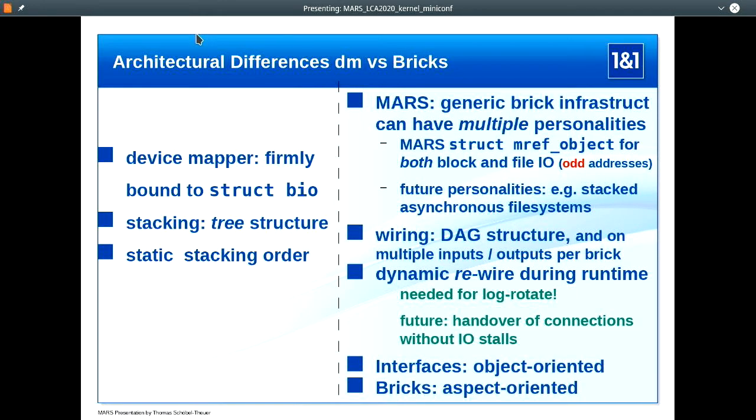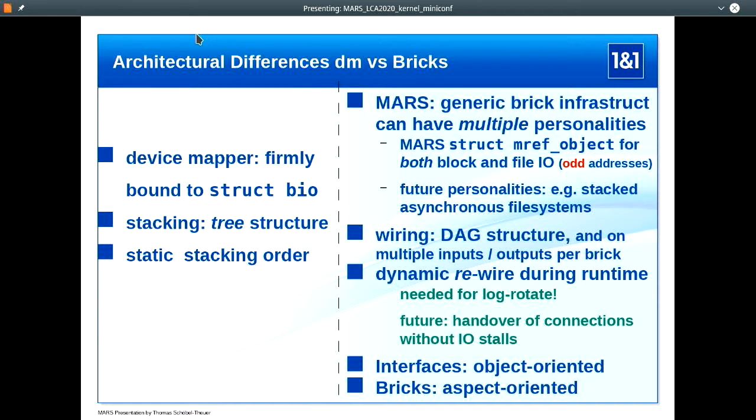So the next question could arise: why didn't I use the device mapper? Well, there's an explanation here. Device mapper is firmly bound to struct bio, and in the next slide you will see that the transaction log needs odd addresses on the device or on the file. Otherwise checksumming and compression and other features would be a little bit complicated. So the struct mref object I'm using in MARS is a little bit similar to struct bio, but it's for both block and file I/O. It does not have the restrictions of sector alignment.